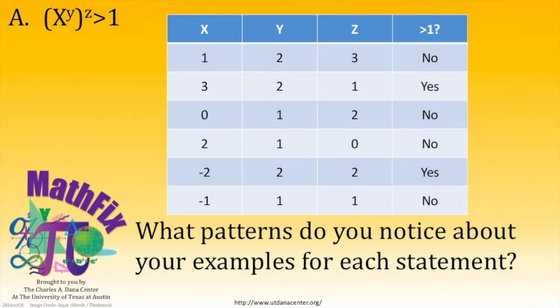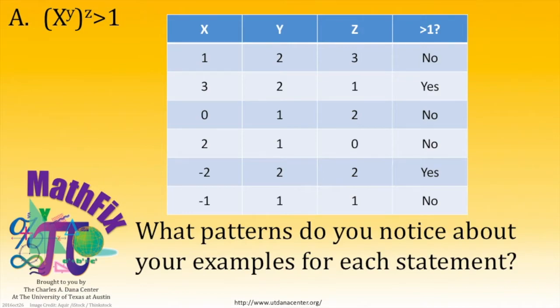In our statement x to the y to the z power is greater than 1, students might start off by saying, well, what about 1, 2, and 3? Well, if x is 1, then raised to the second power still equals 1. Raise that to the third power still equals 1, so it's not greater than 1. But if we have 3 squared, well, now we're dealing with 9 and to the first power, and of course that is greater than 1.